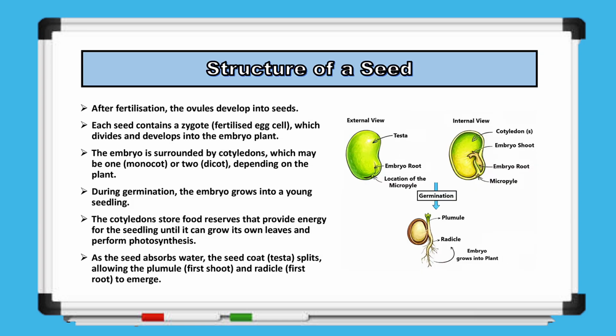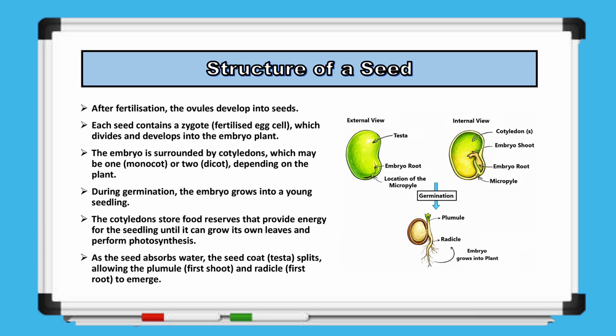Again, we start looking at the structure of a seed from fertilization. After fertilization, the ovules develop into seeds. Each seed contains a zygote, which is the fertilized egg cell. This zygote divides and grows to form the embryo, the young plant inside the seed. The embryo is surrounded by cotyledons, also called seed leaves. Depending on the type of plant, a seed may have one cotyledon in monocots or two cotyledons in dicots. These cotyledons store food, providing energy for the growing embryo until the seedling can produce its own food through photosynthesis.